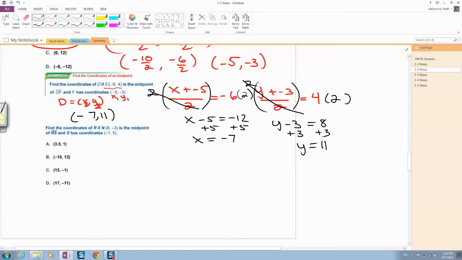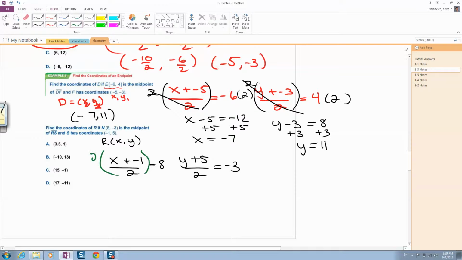Finding the coordinates of R, same kind of question. So R is x and y. So x plus negative 1 divided by 2 is equal to 8, because 8 is the midpoint for the x. And y plus 5 divided by 2 is equal to negative 3, because negative 3 is the midpoint of the y.